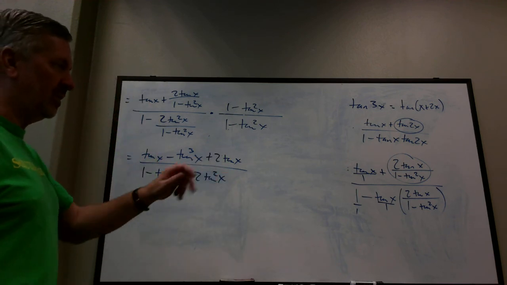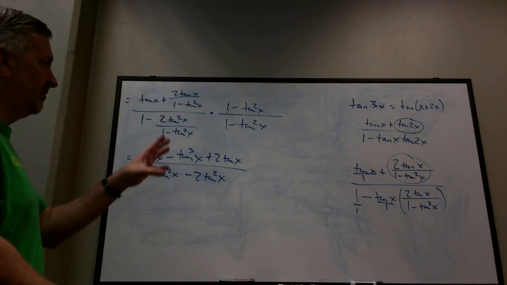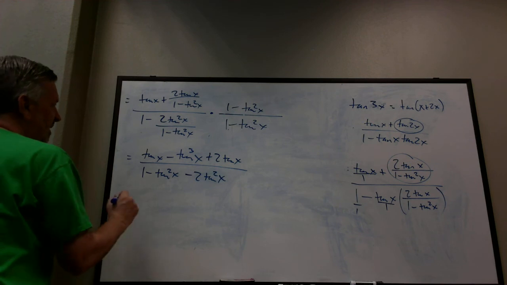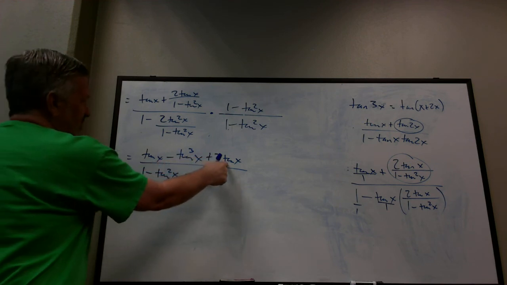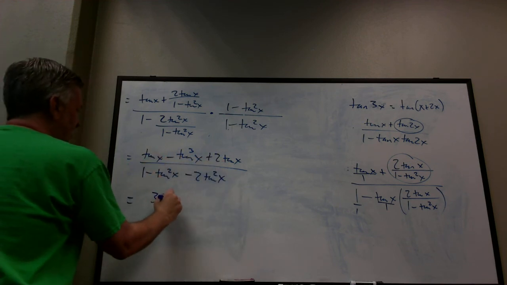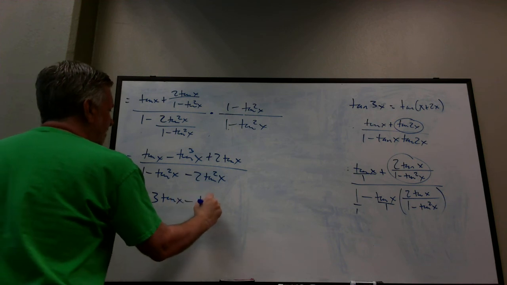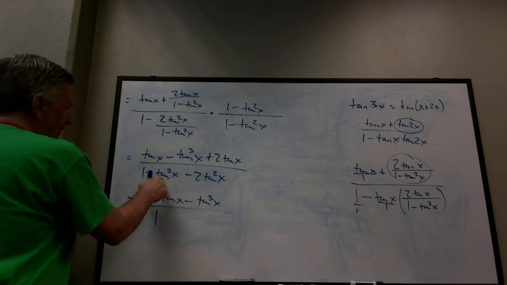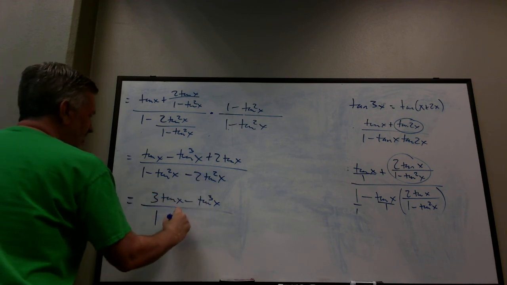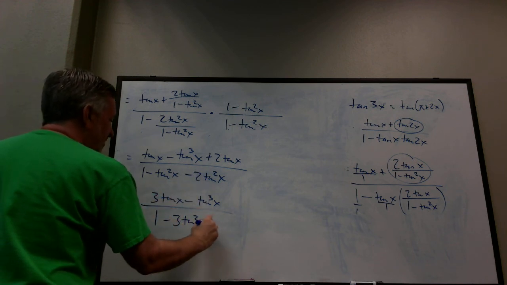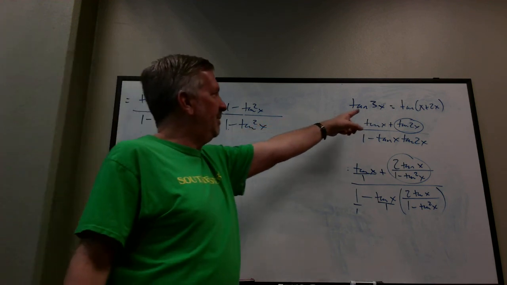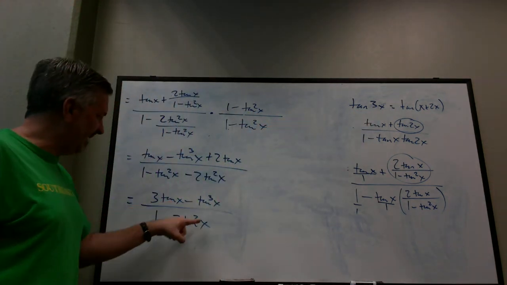I know this one's a little more complicated than the one we did before because the least common denominator is kind of messy, but it works. And now combine like terms. I have a 2 tan x and a tan x. That's a 3 tan x minus tan cubed x over, and then I have a minus tan squared minus 2 tan squared, which is minus 3 tan squared x. And notice I've rewritten tan 3x in terms of tan x.